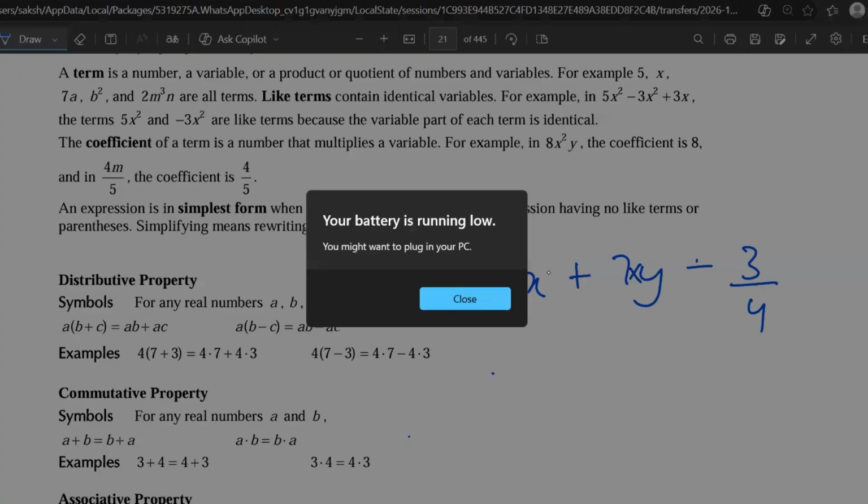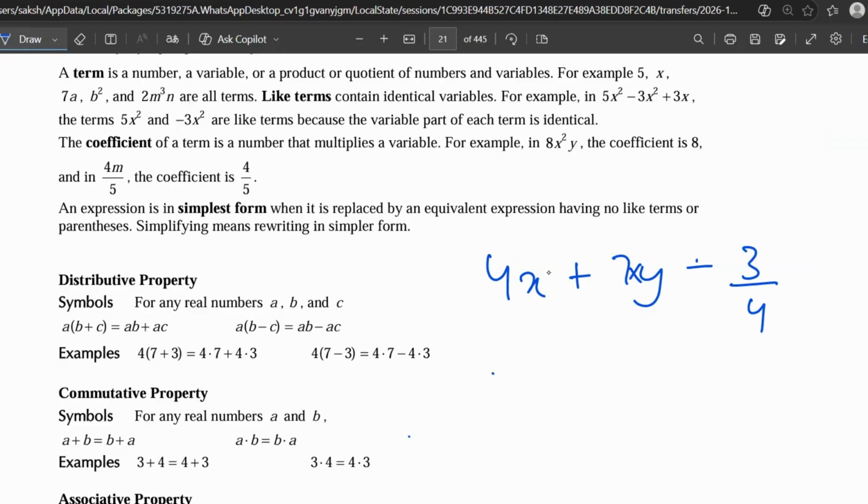Okay, just a second. Give me 1 minute. Give me 1 minute, huh?